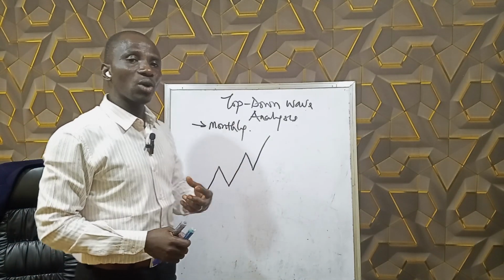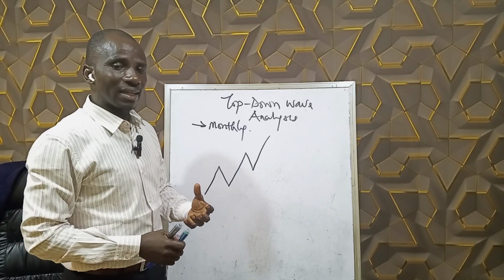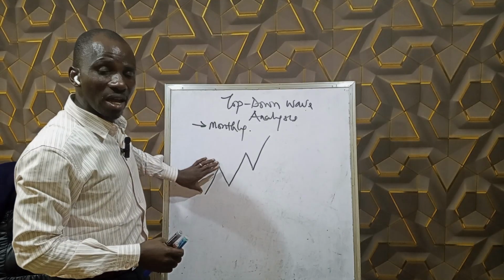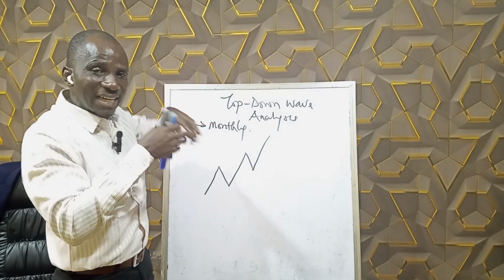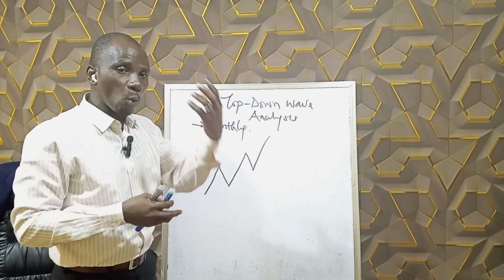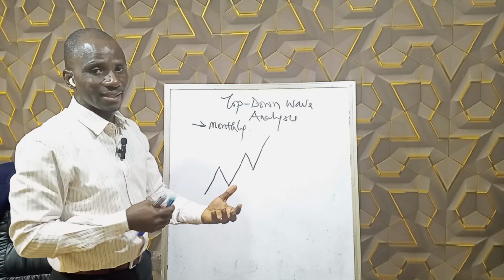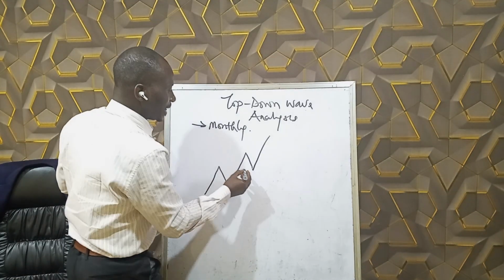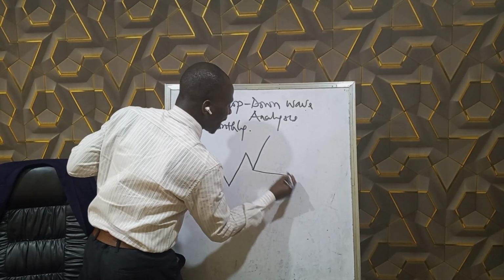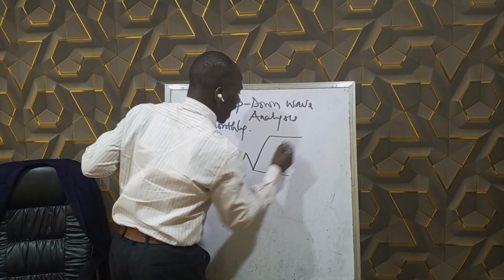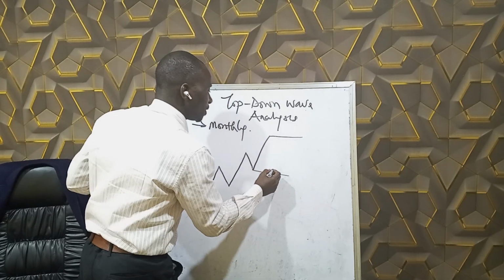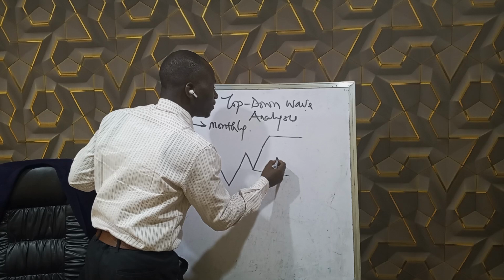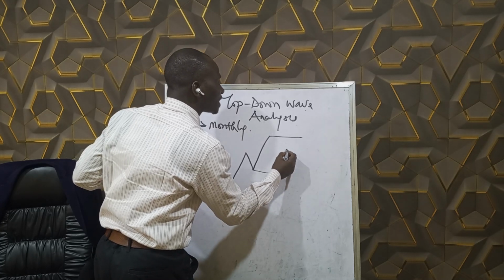Then there's a concept called fractals. Every impulse wave has embedded in it what we call subwaves, and that is what we call fractals. Now, this fractal for a monthly chart will have an average of 3 fractals on the weekly chart.